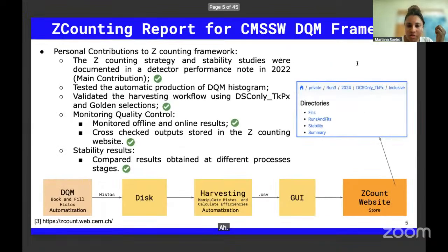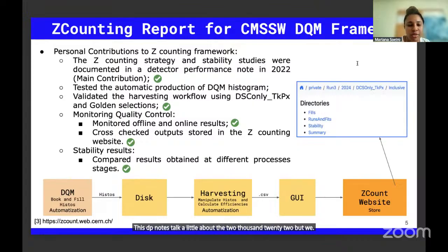results. Here we have my contributions considering that part. When I started this project, we didn't have the chain automatized. We basically had a DP note in the beginning of my PhD. Considering that project, it is the main contribution. And this DP note talked a little about 2022, but we have some improvements.